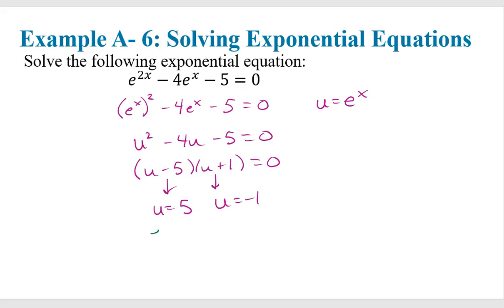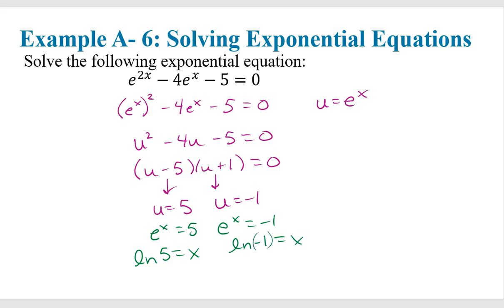So instead of u, let's write e to the x. So e to the x equals 5, and e to the x equals negative 1. Then we could solve those to get our x answers. I'm going to change it right back into logarithmic form. My base is e, so it's a natural log. So the natural log of 5 equals x. There's my exact answer. Fabulous. This one, if I changed it, I would get the natural log of negative 1 equals x.